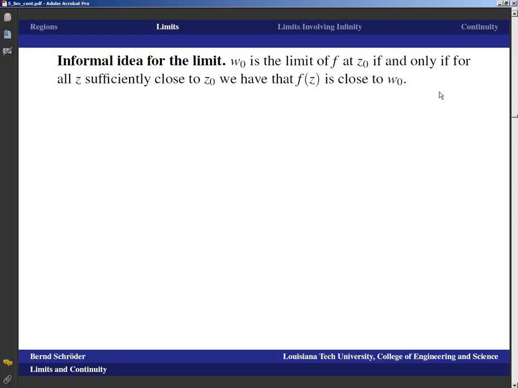And so indeed, if you go back to your calculus text, this is verbatim, or as close to verbatim as possible, using different kinds of references. This is the definition of the limit of a function of a real variable also.